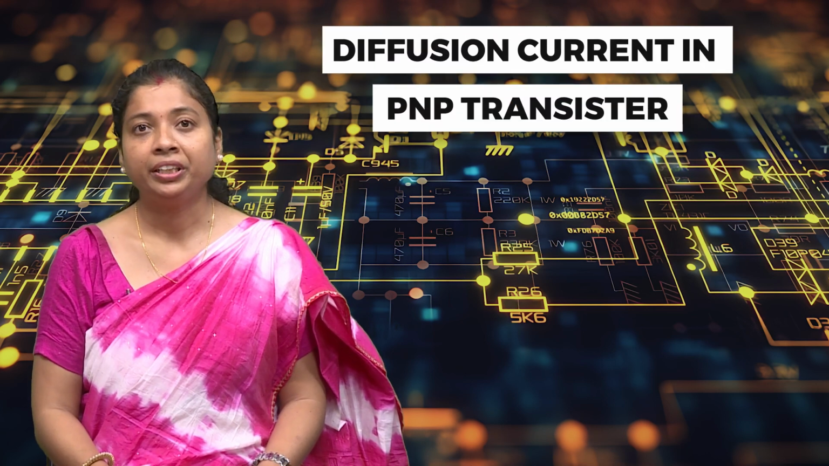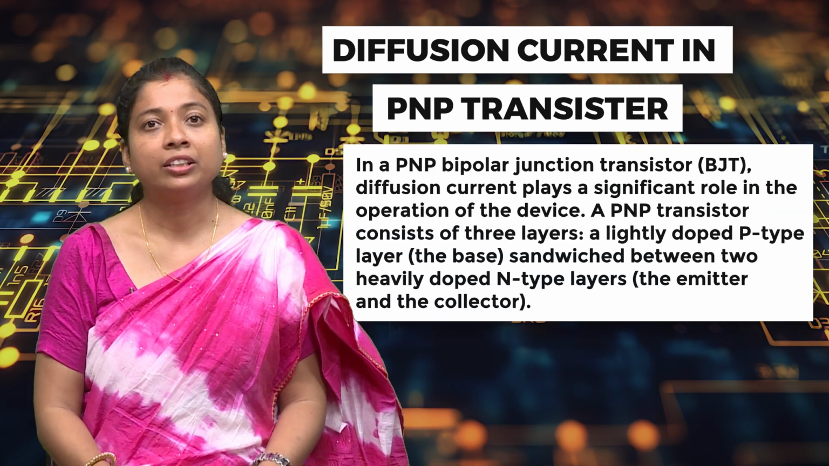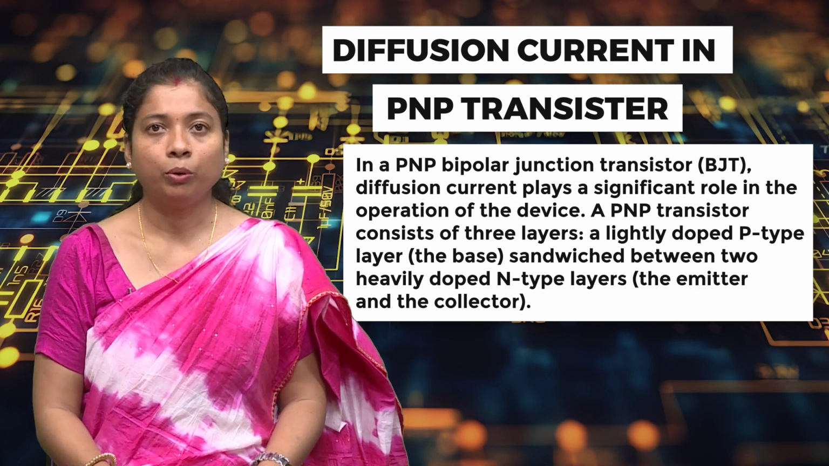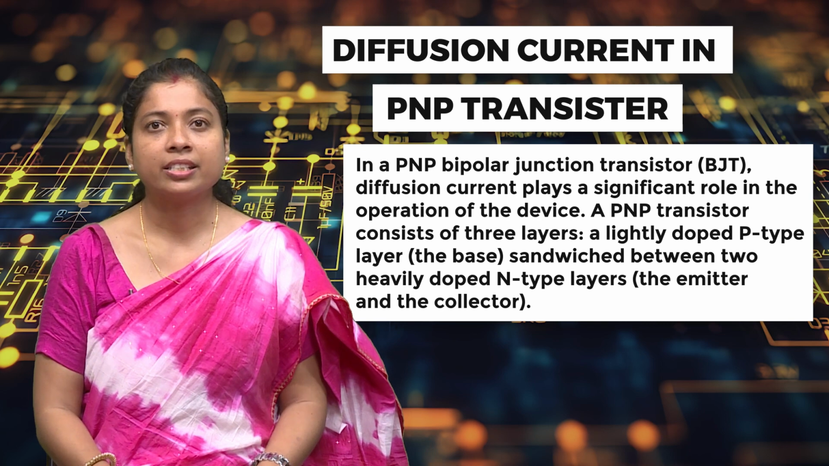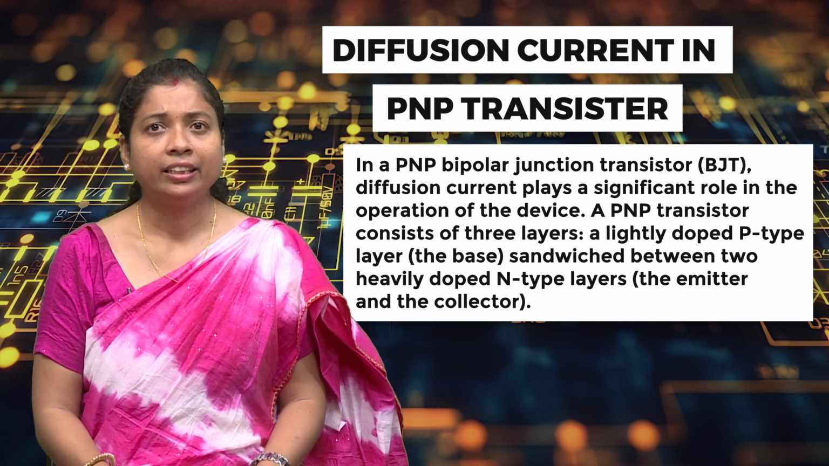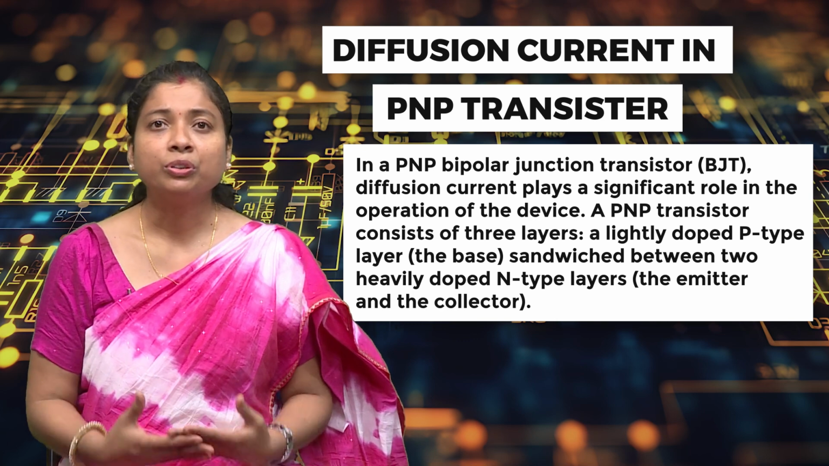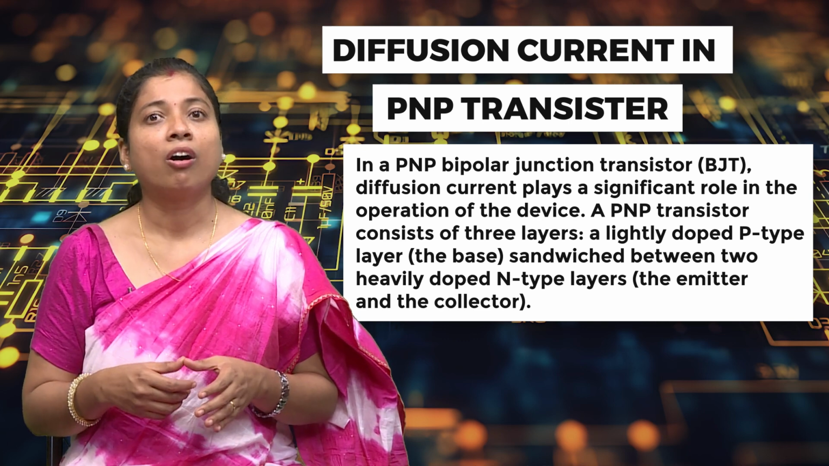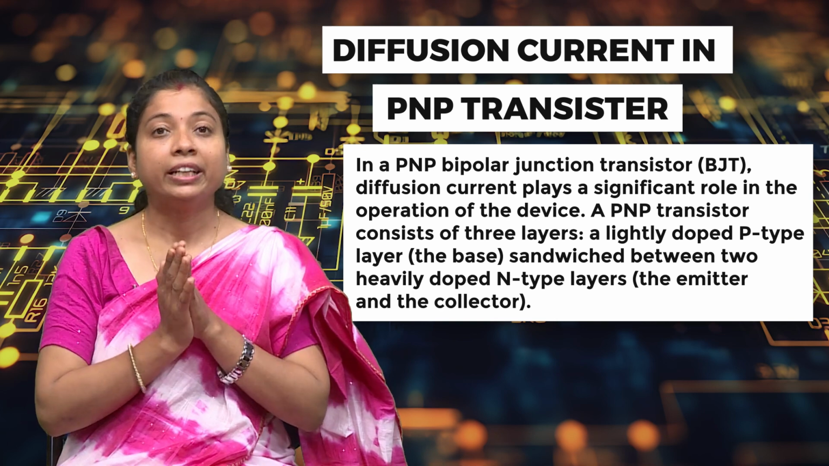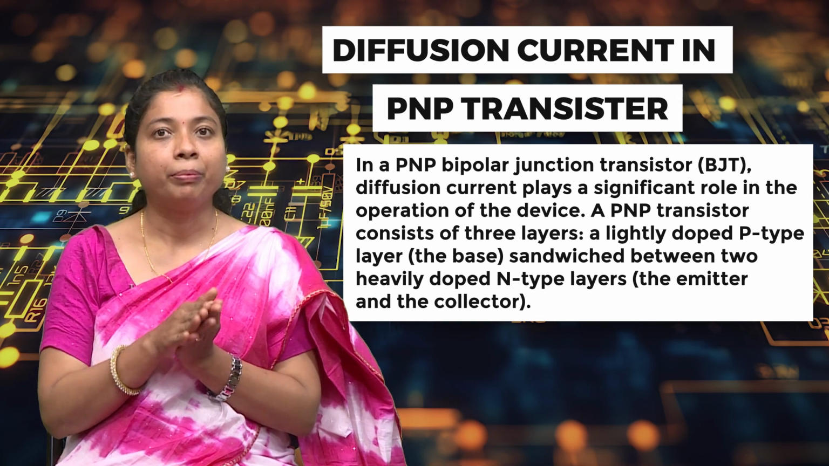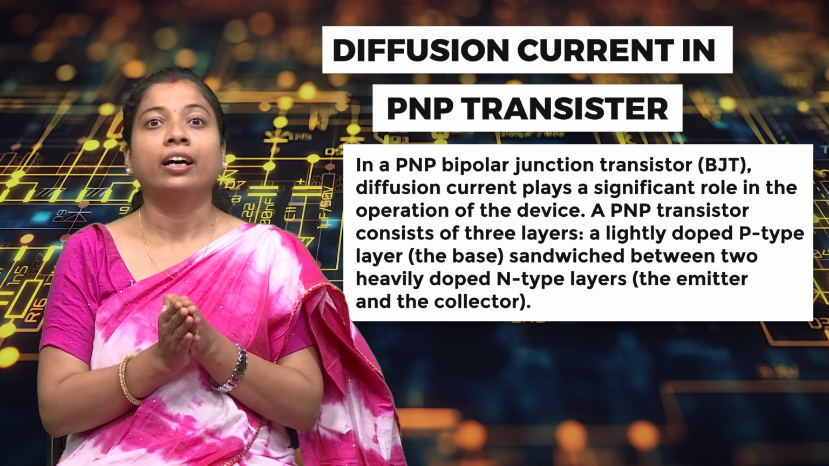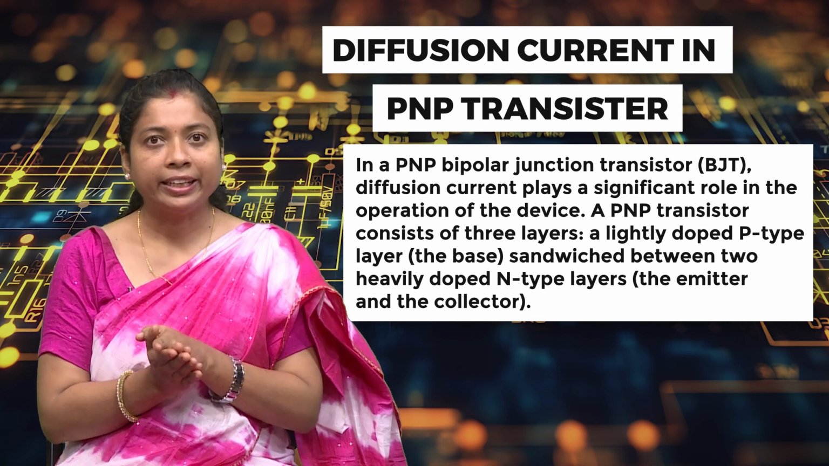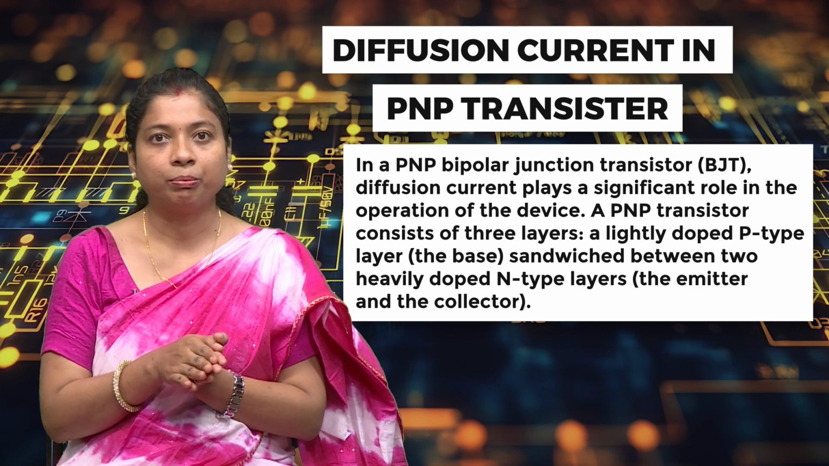Now let's see how diffusion current works in a PNP transistor. The PNP transistor is also known as a bipolar junction transistor, whose short form is BJT. In a BJT, diffusion current plays a significant role in the operation of the device. The transistor consists of P-type material and N-type material, arranged like a sandwich. The N-type material is heavily doped and the P-type material is lightly doped. Here, we discuss how diffusion current works in the transistor.